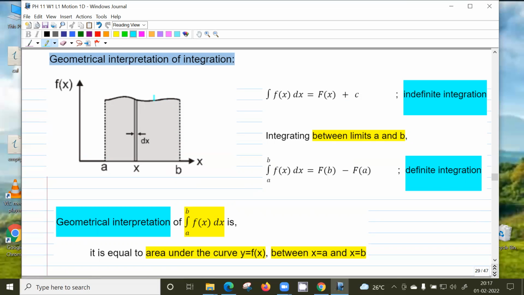If we take a slope at this point, that will be f dash x. And if we take the area from a to b, then it will be the integral of f of x between the limits a and b. For the geometrical interpretation of the derivative, you don't need the limits at all. It's just at a point. But for the geometrical interpretation of integration, we have to fix some limits between a and b.